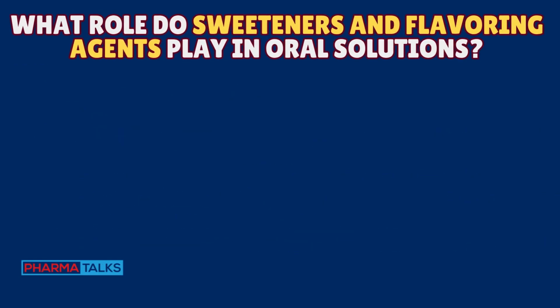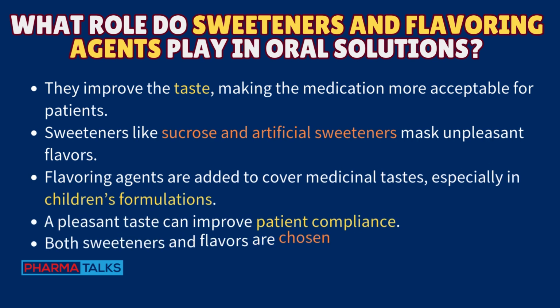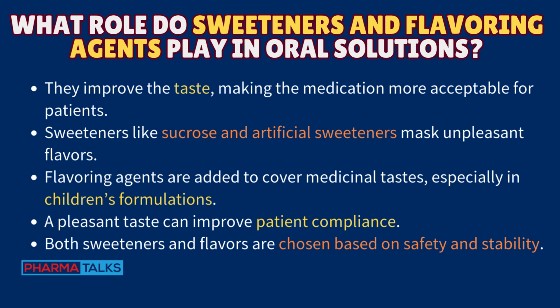What role do sweeteners and flavoring agents play in oral solutions? They improve the taste, making the medication more acceptable for patients. Sweeteners like sucrose and artificial sweeteners mask unpleasant flavors. Flavoring agents are added to cover medicinal tastes, especially in children's formulations.